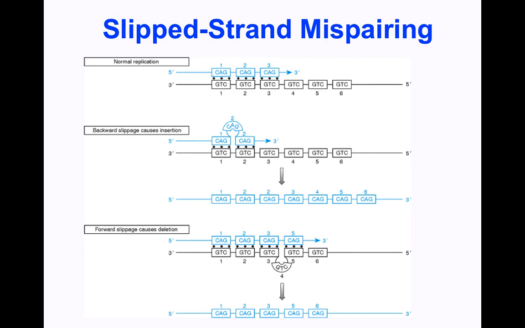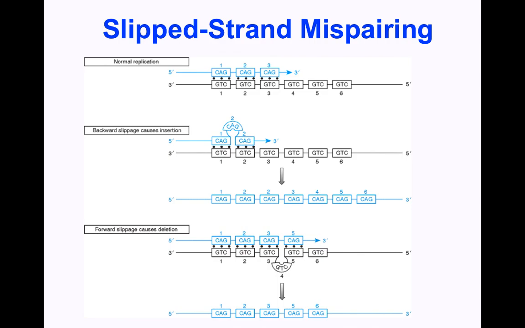So you notice that number 2 is shown here twice. You can also, during the same process, have the loop that forms not be in the nascent strand, the newly synthesized strand. The loop can occur in the parental strand. And when that happens, now the newly synthesized daughter strand has only 5 CAGs.